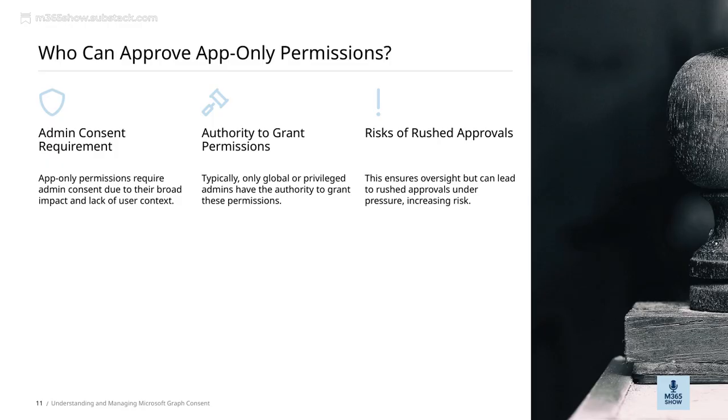This is because app-only permissions tend to have a broad impact and lack the context that individual user permissions provide. Therefore, admin consent is a requirement for these permissions, ensuring that someone with the right level of authority carefully evaluates their implications. So, in summary, understanding who can approve these permissions and the importance of careful oversight helps us better manage security risks related to Microsoft Graph.